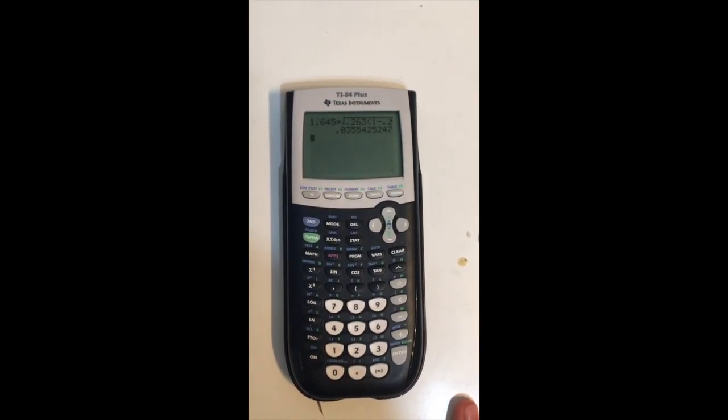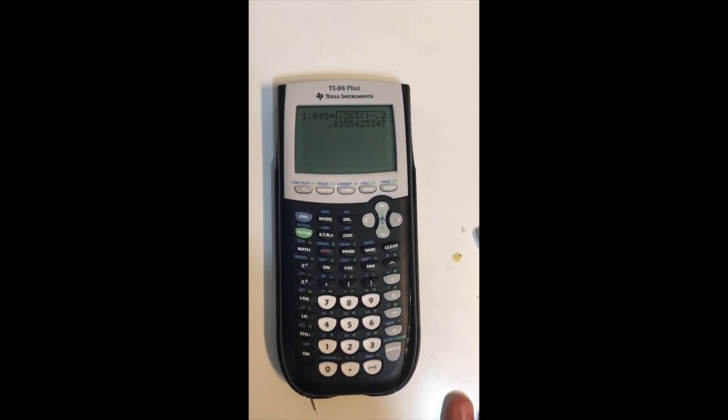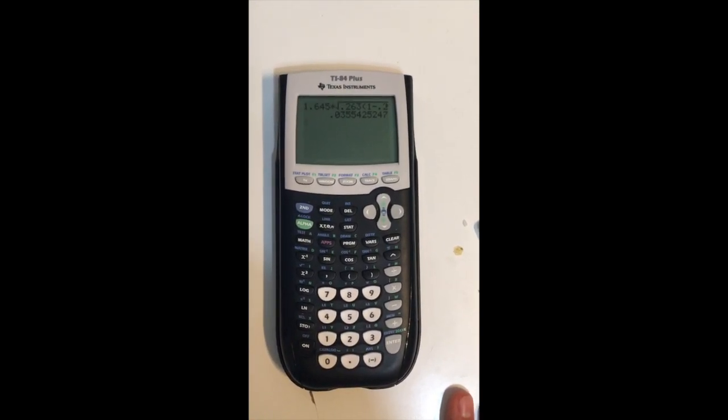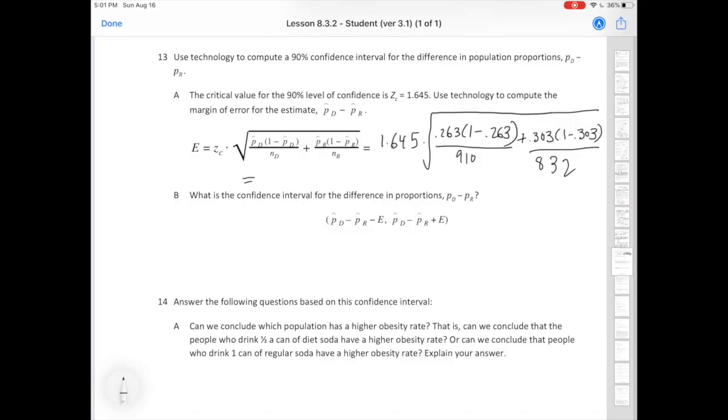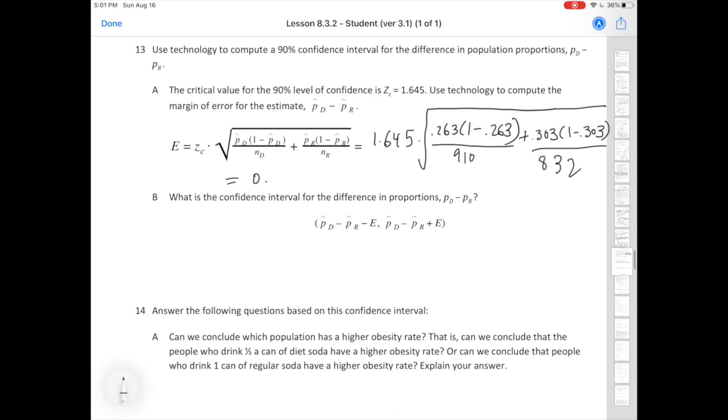So all of that gives me 0.036 after rounding. Okay, so it's 0.036. This is the margin of error for 90% confidence. What is the confidence interval going to be? Remember, we have to do PD hat minus PR hat minus the margin of error, and PD hat minus PR hat plus the margin of error.